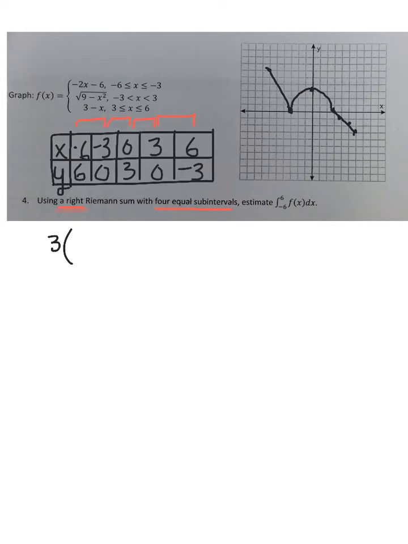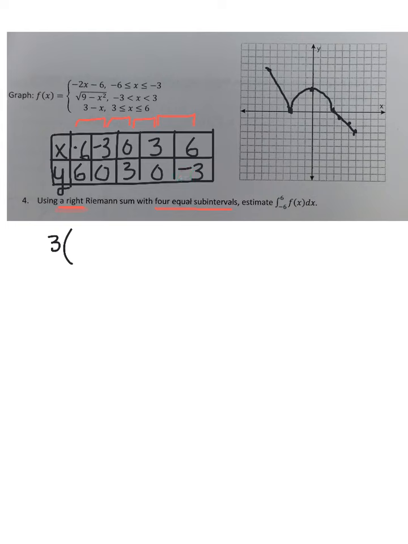height of each interval. So here's my first interval. This number's on the right, its height is 0. This is my second interval. 0 is on the right, that's its height. Third interval, 3 is on the right, that's its height. Last interval, 3 to 6, 6 is the one on the right, and that's its height.